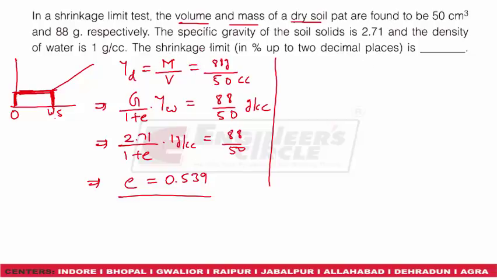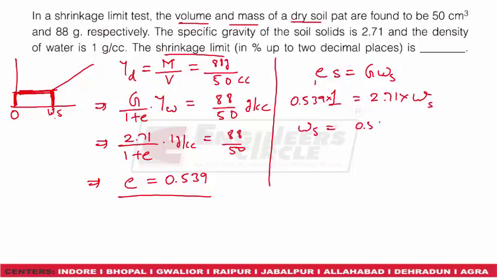Now since the void ratio at this condition, that is dry condition, will be same in the shrinkage limit condition, we can write eS equal to wG, and at shrinkage condition soil will be completely saturated, so S will be equal to 1. e we have calculated 0.539, G given to us 2.71, and we have to determine the shrinkage limit, so it will be Ws. So Ws will be equal to 0.539 by 2.71.